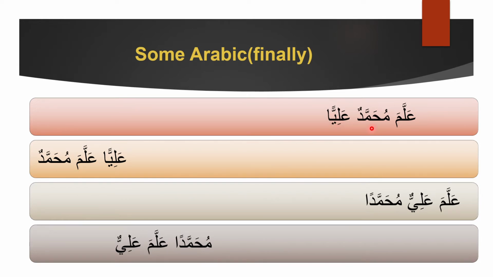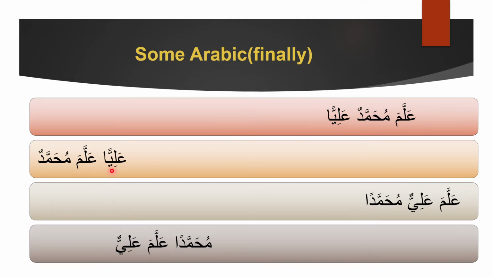Perfect. So in the first sentence we have learned that dhamma or dhammatain, u or un, means it's a rafa, and fatha and fathatain means it's a nasab. Great. Now let's translate. Muhammad, why is Muhammad first? Because in English we mention the doer first. So Muhammad taught Ali.